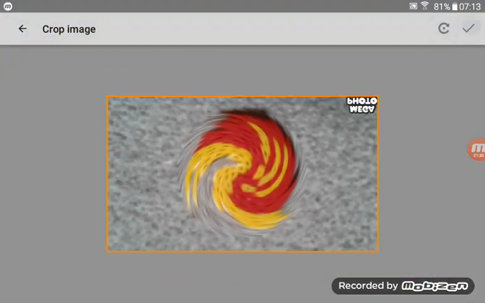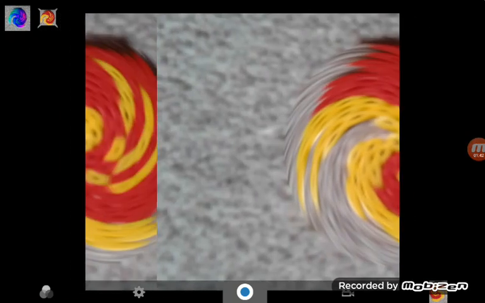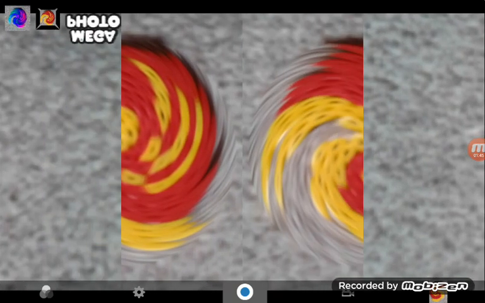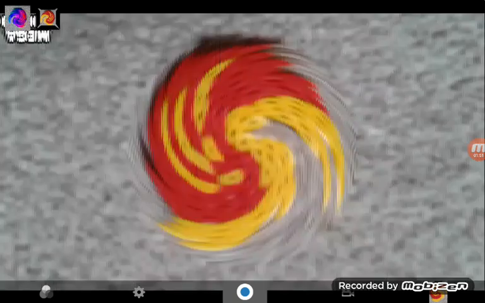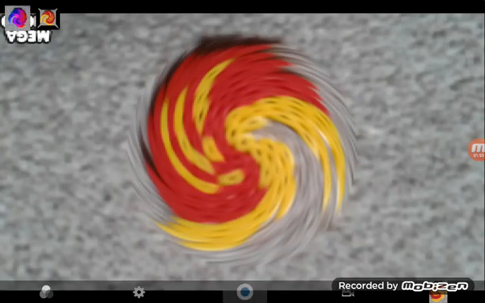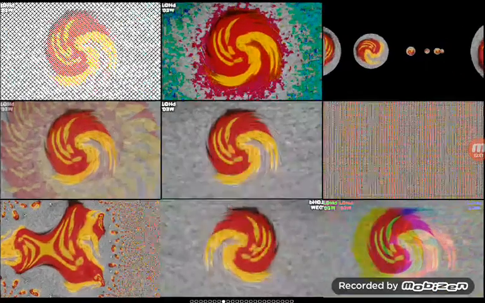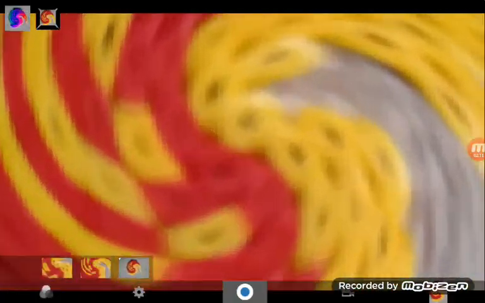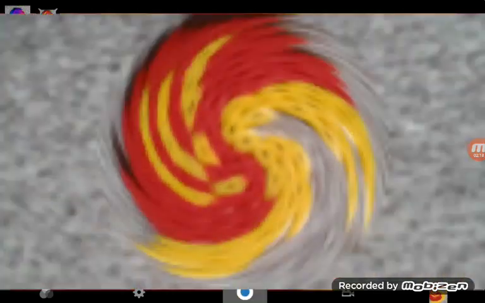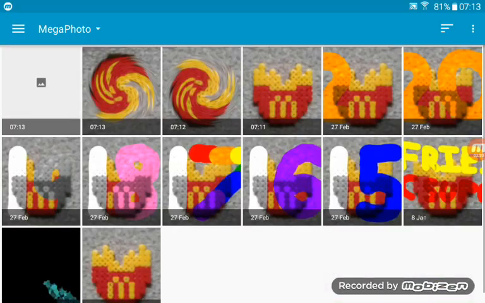Okay, twist this upside down. 1, 2, 3, 4, 5, 6, 7, 8, 9, 10. There. Okay, where is it? There? Okay, we've got that first again. Now for the second.